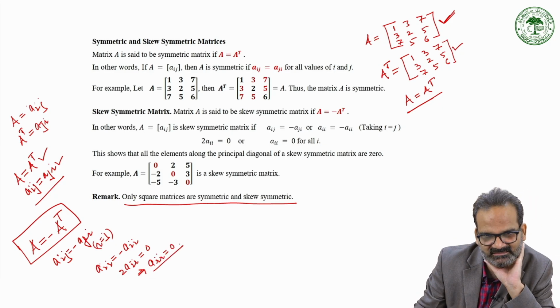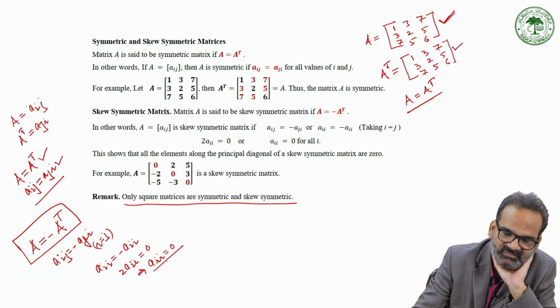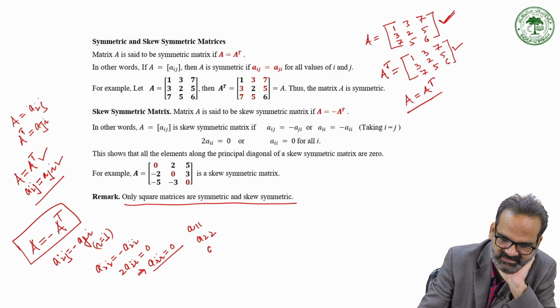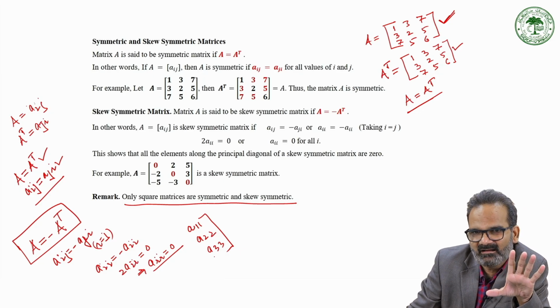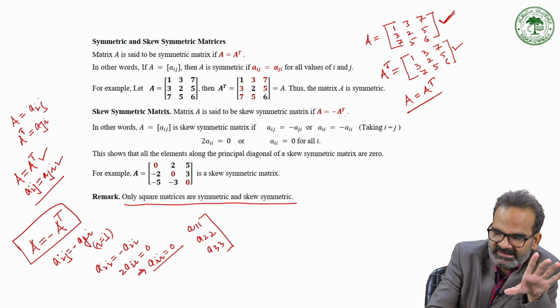Aii means what? See, if i is 1, we will get A11. If i is 2, you will get A22. If i is 3, you will get A33. Now look at A11, A22, A33. They simply represent the diagonal elements of a square matrix. So what does it mean?